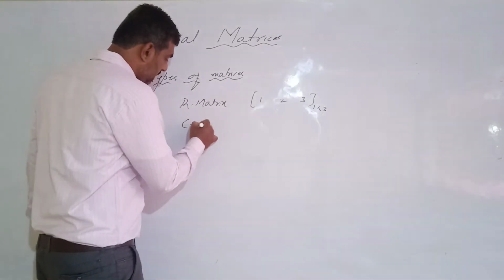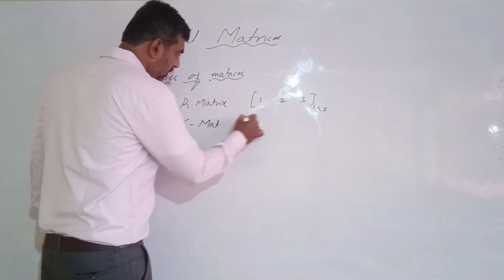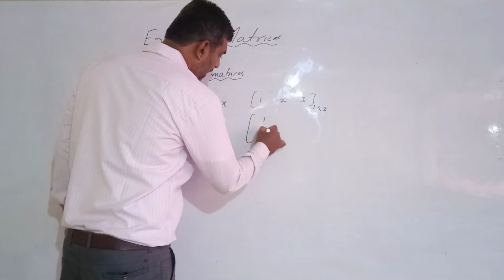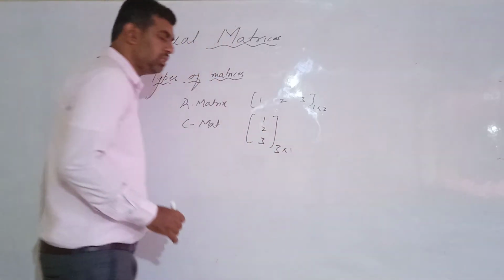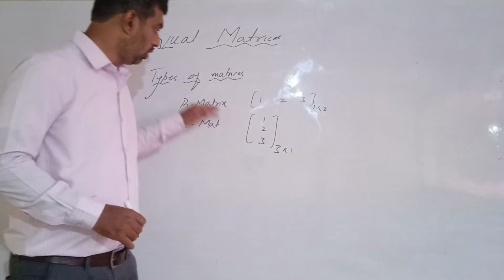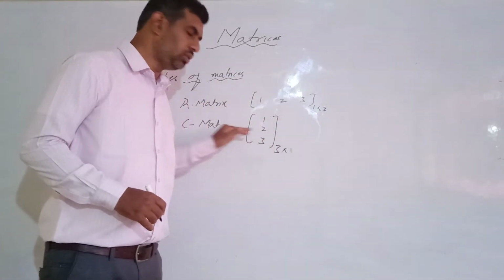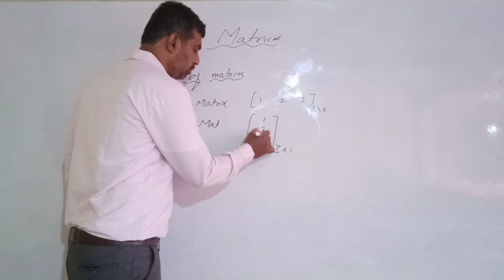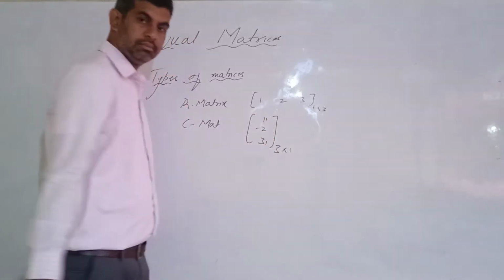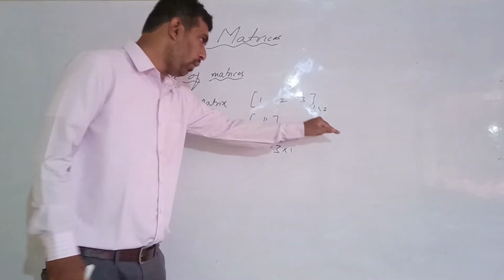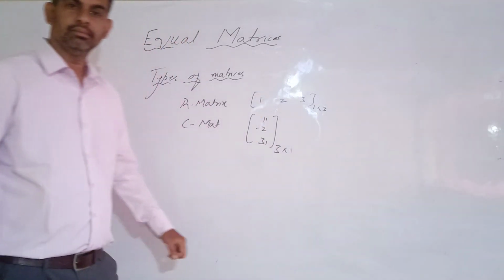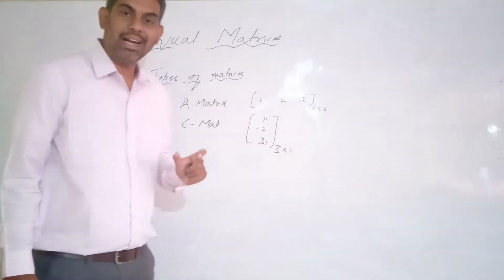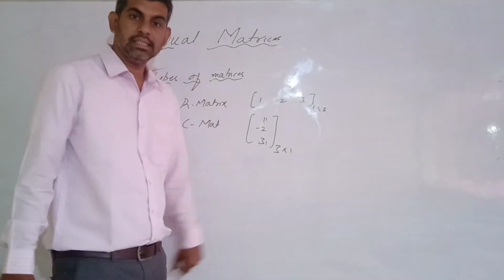Column matrix. A matrix with only one column. How many rows? 3 rows. But how many columns? Only one column. Rows 1, 2, 3, whatever the number may be. First row, second row, third row. But how many columns? Only one. Such matrices are called column matrix.